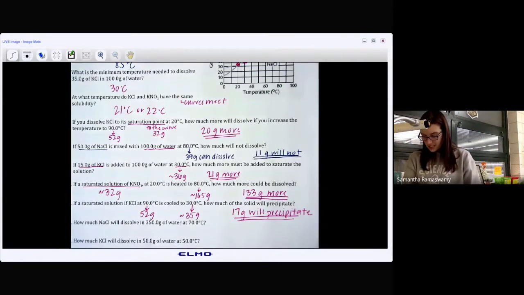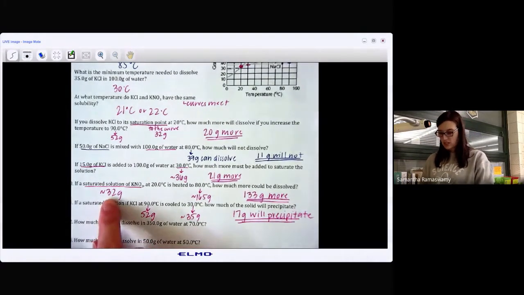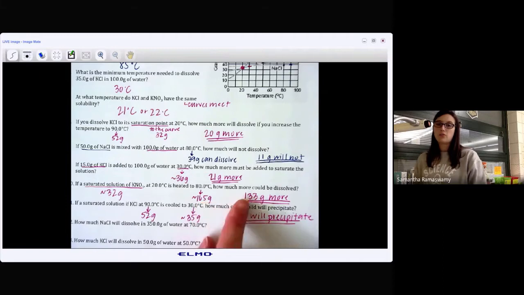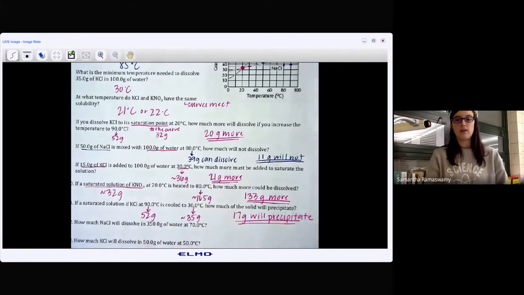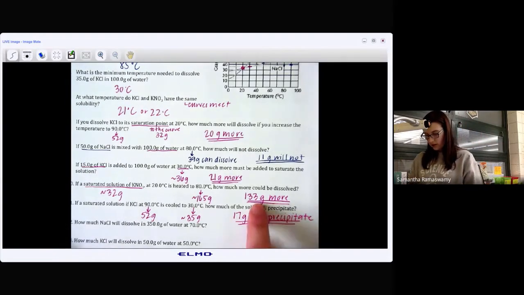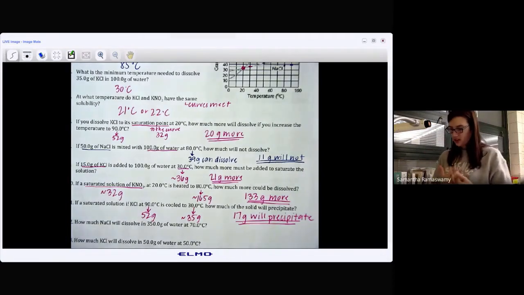For number 10, if a saturated solution of KNO3 at 20 degrees is heated to 80, again, what I did here is I said, here's how much I would have at 20 degrees. Here's how much I would have dissolved if I move it up to 80 degrees. So how much more could be dissolved? How much more means you're taking what you're starting with and just adding to it. So 133 grams more.